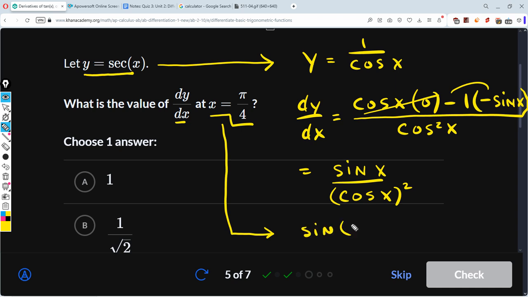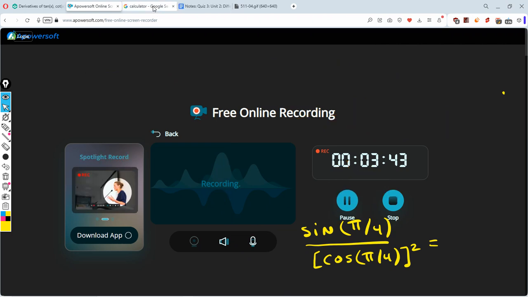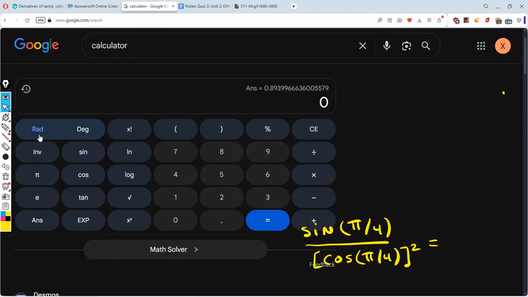So that's going to be the sine of pi over 4 divided by the cosine of pi over 4, but that whole thing is squared. Now we're going to go to the calculator, or you could use the unit circle. But if you use the calculator, make sure you're set to radians. All right, so I'm set to radians here.